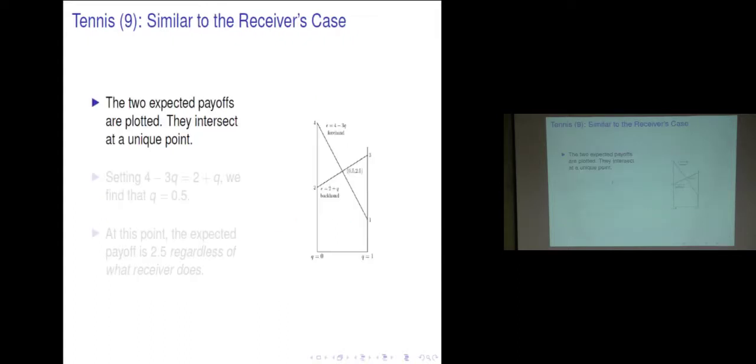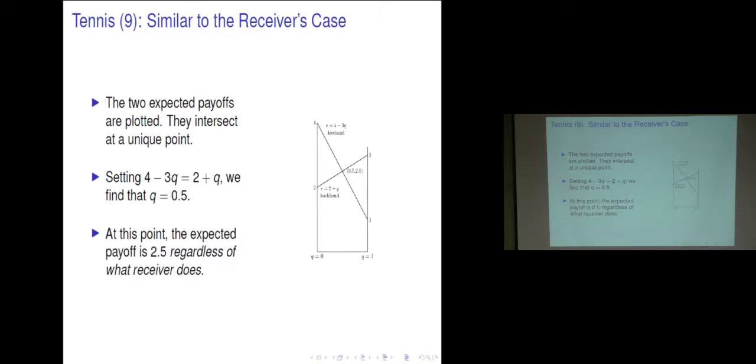Now, the same thing happens, right? You can plot these two lines, and they are guaranteed to intersect at some point. Then we equate the equations, find the point of intersection, and the expected payoff, the same story happens, just like what we have done before. So this point is special. This point is Q equals 0.5, right?